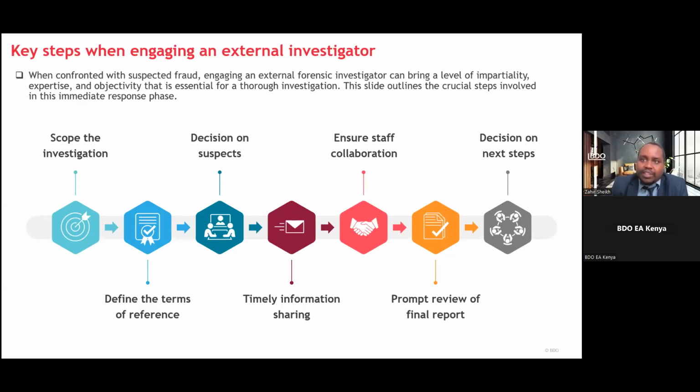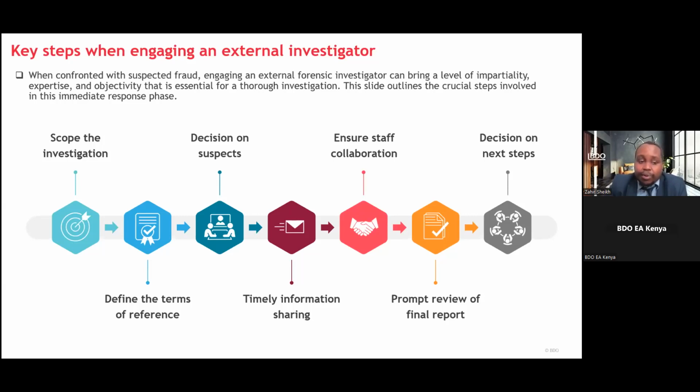So this is a very key step, because focusing on a specific fraud area will allow the investigators to direct their efforts efficiently and ensure that a thorough examination of the relevant transactions and individuals is done. This is, of course, a very key step, because it will minimize any unnecessary disruptions to the non-involved parties, and it will accelerate the investigation process.